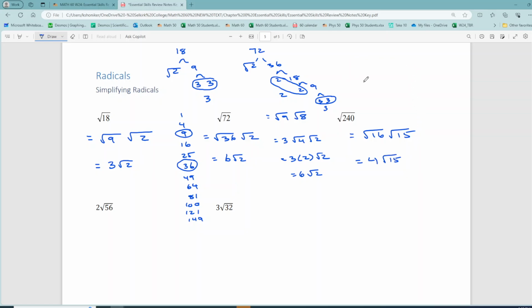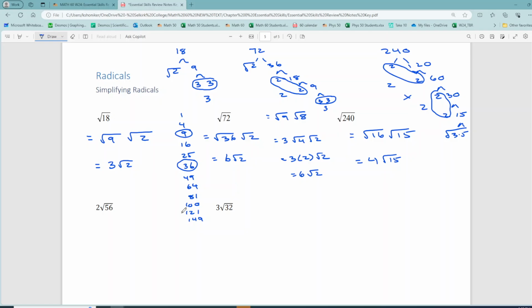And again, you could do the prime factoring tree so you don't have to sit there and go divided by, divided by, divided by. You get to just do it, right? You're like, 240, 2 and 120, 2 and 60, 2 and 30, 2 and 15, 3 and 5. And then you look for pairs. So 2 and 2, 2 and 2. That gives me a 4 out front with a root 15 behind.